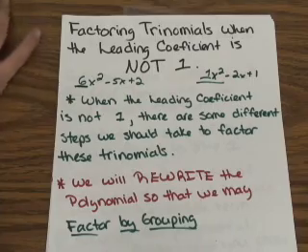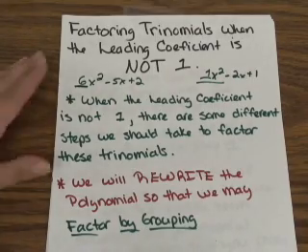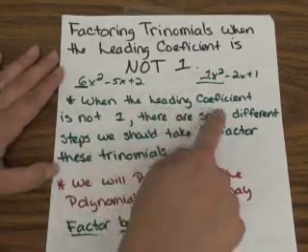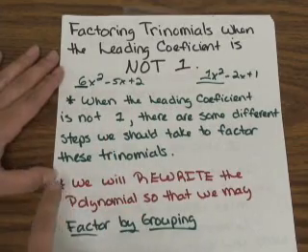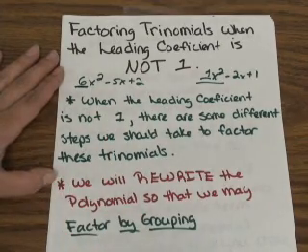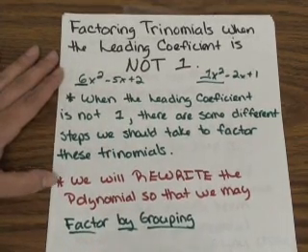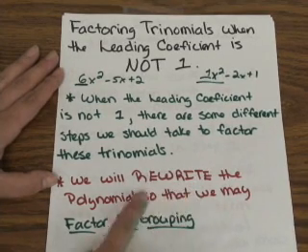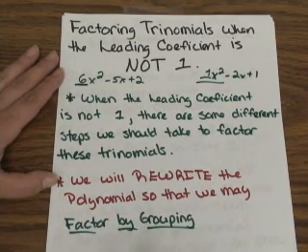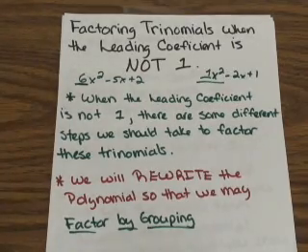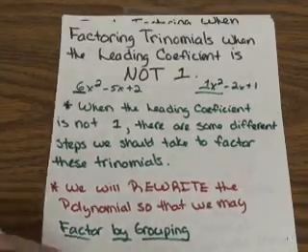That's why we're going to take a different route of steps in order to factor these kinds of problems. When the leading coefficient is not 1, there are some different steps we should take to factor all polynomials. What we're going to do is rewrite the polynomial with 4 terms so that we may factor by grouping. Now, there are some steps that we need to do in order to factor by grouping.